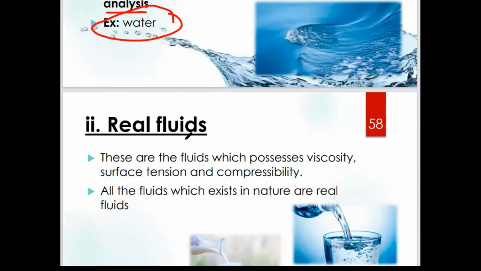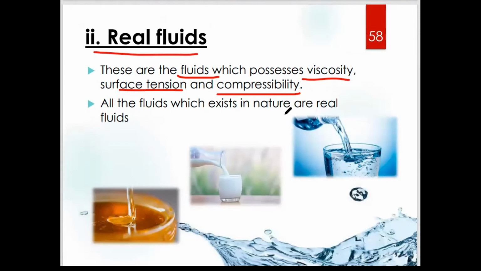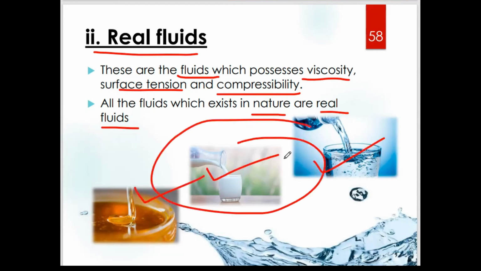The next type of fluid is the real fluid. It is the opposite of the ideal fluid. These are the fluids which possess viscosity, surface tension and compressibility. Whatever fluids exist in nature are all real fluids. It may be water, milk, honey, petrol. All the fluids are real fluids.